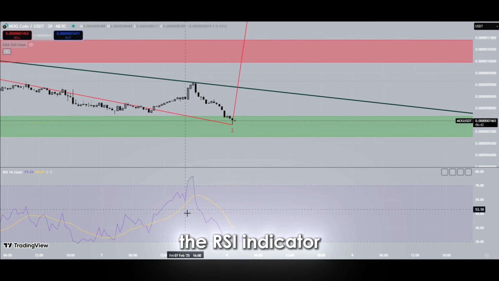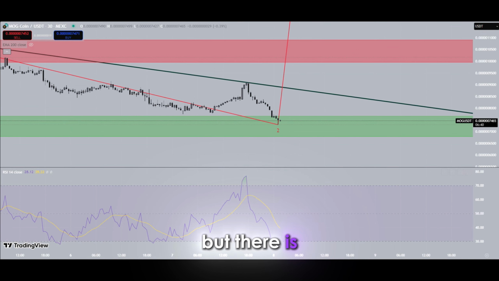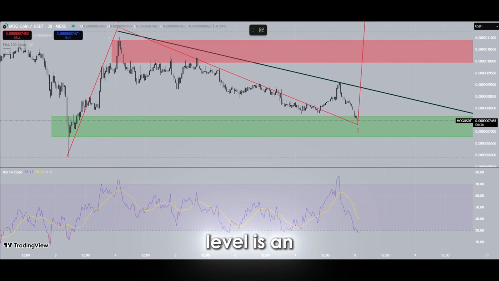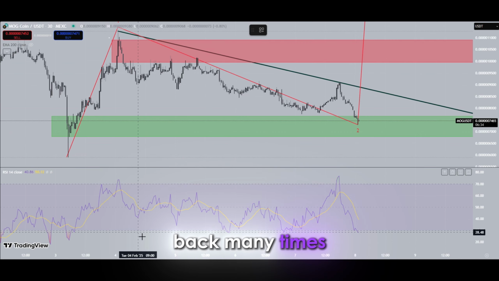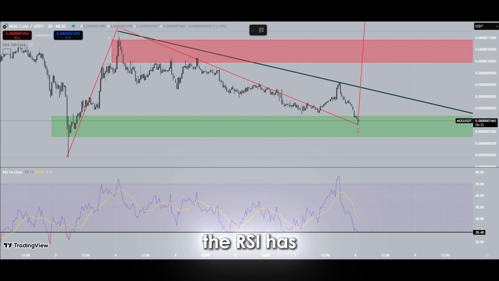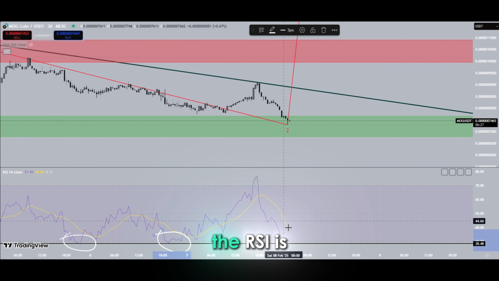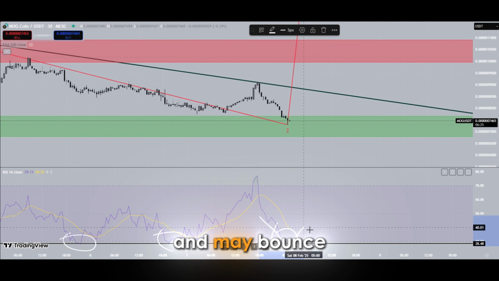The RSI indicator is currently in a downtrend, but there is an important support point for the downtrend to stop. This support level is an area where the RSI has bounced back many times in the past. The RSI has had a strong reaction at this point and has moved up here many times before. The RSI is touching this support point again and may bounce upwards again.